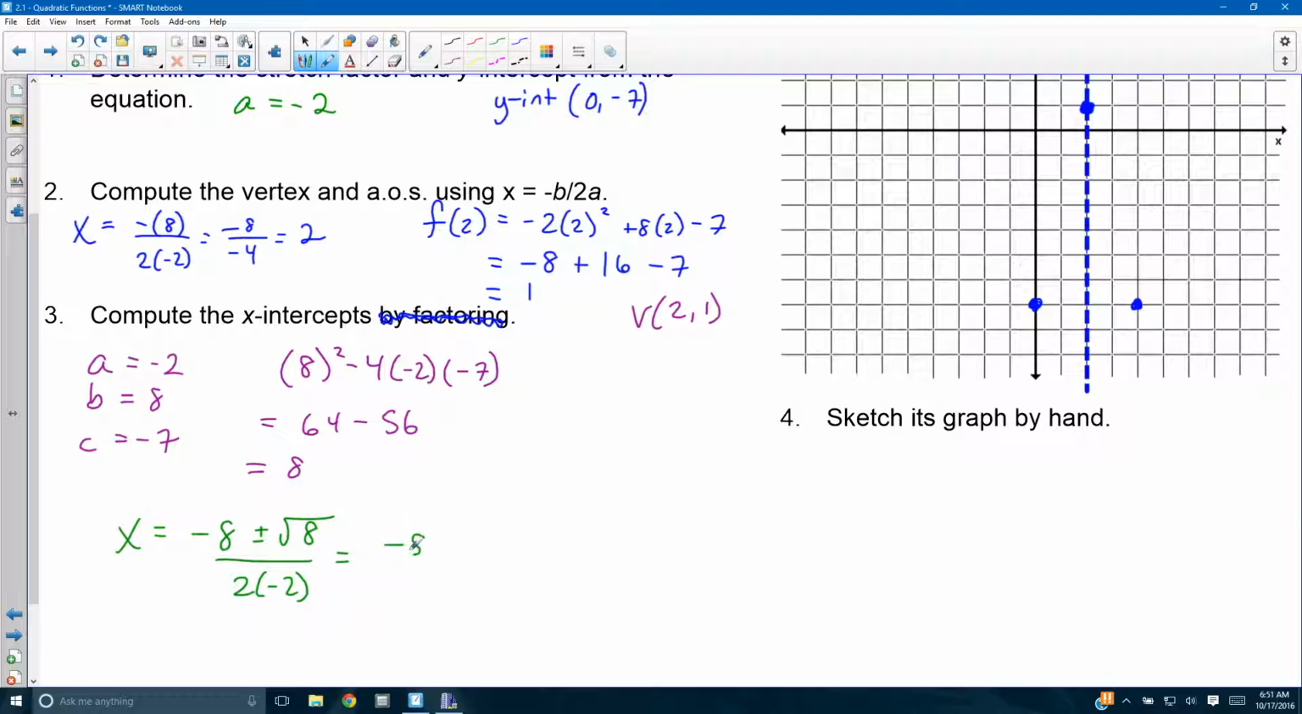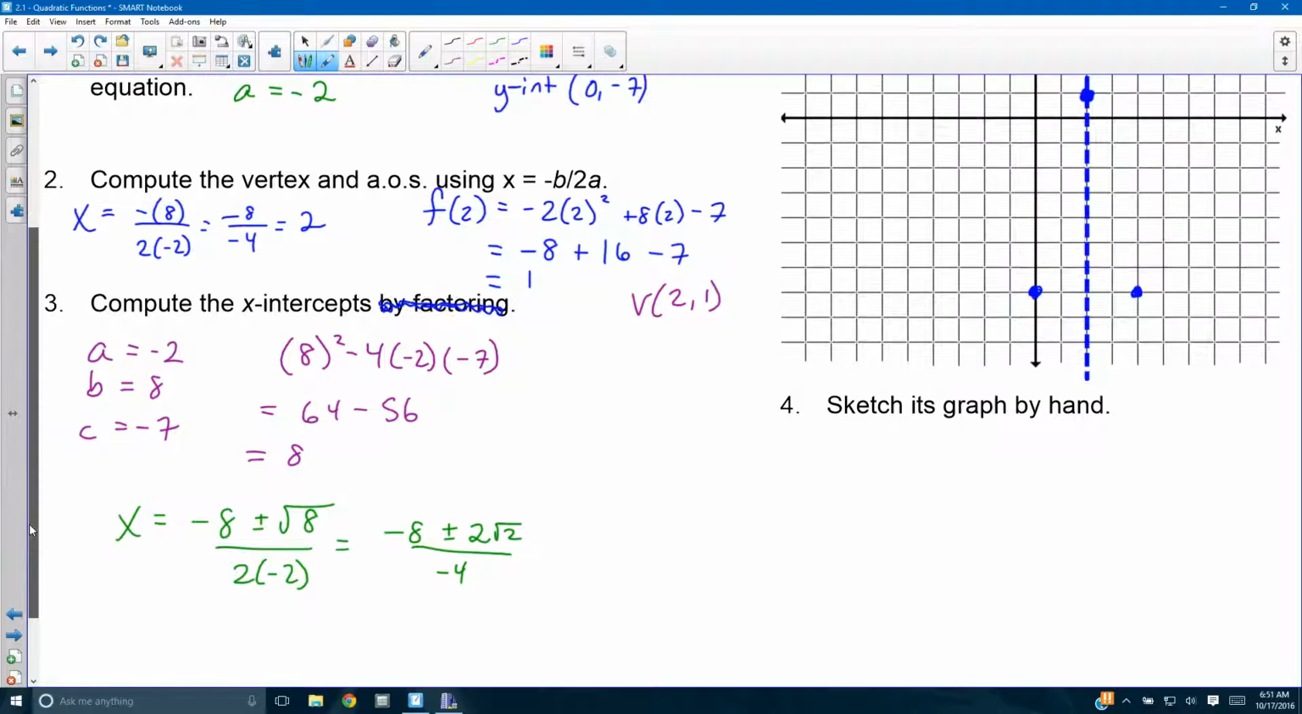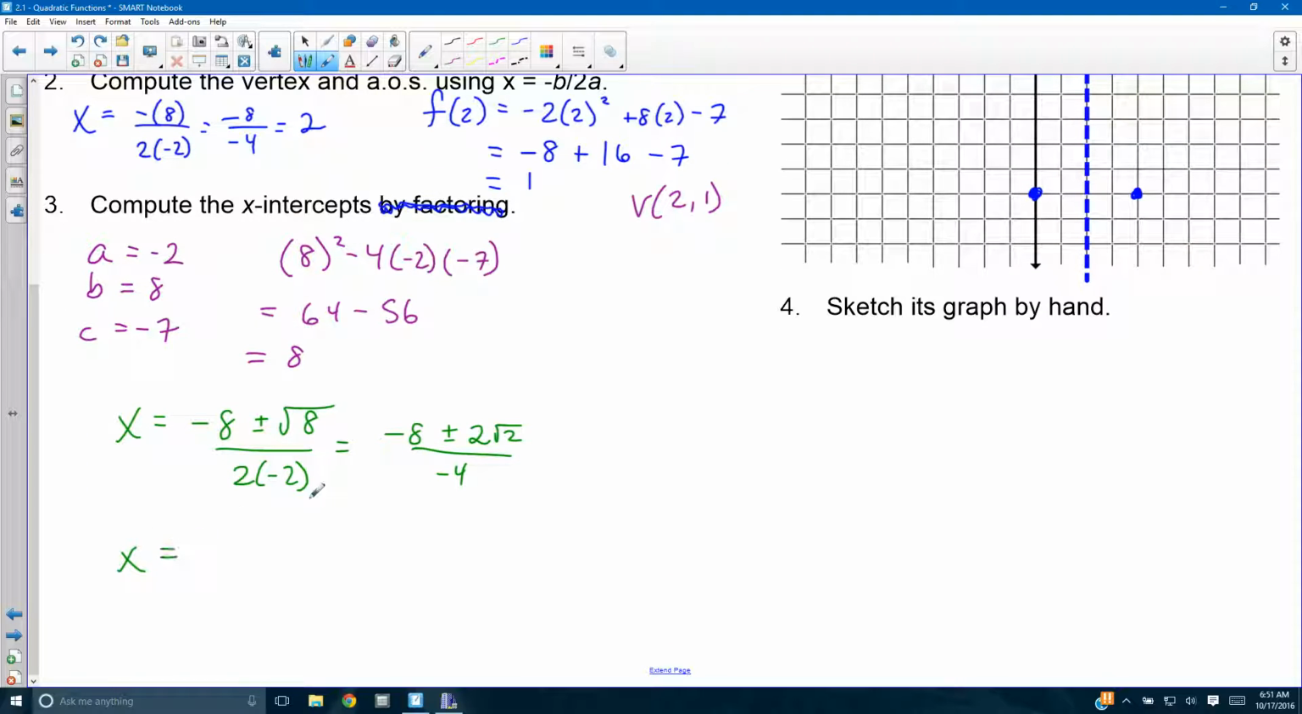This becomes negative 8 plus or minus 2 root 2, simplifying that fraction right there, over negative 4. And I can simplify this a little bit farther. I can't do negative 4 fully, but these can all divide by 2. So I can make this a positive 4 plus or minus 1 root 2 all over positive 2, like that. So those are two exact answers right there, but I don't want to keep it like that.